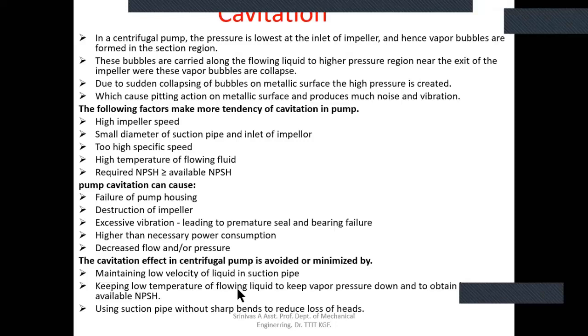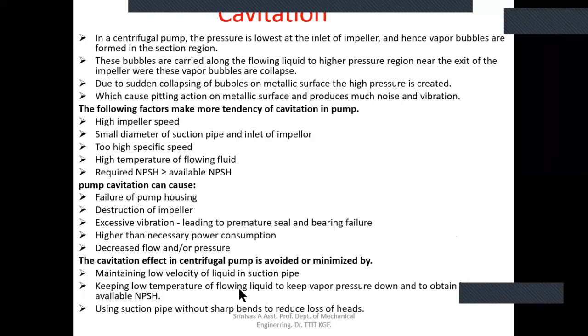And so to avoid that, what do we have to do? To avoid that, we have to maintain low velocity of liquid in the suction pipe. To maintain low velocity means we need to increase the diameter of the suction pipe relative to the delivery pipe. That means the suction pipe should be bigger than the delivery pipe. By maintaining that, we can avoid this.